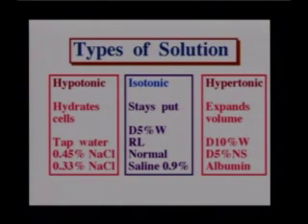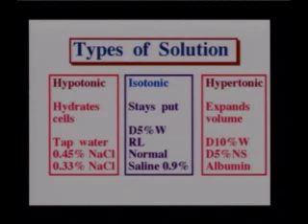Now, when the patient receives a hypotonic solution, hypotonic means it has less tonicity than body fluids. This is anything like tap water, any kind of saline solution less than 0.9%, so like 0.45, which is half normal, or 0.33, which is third normal. Hypotonic solution hydrates cells. It can also cause an electrolyte dilution, as we saw in that question a few moments ago.